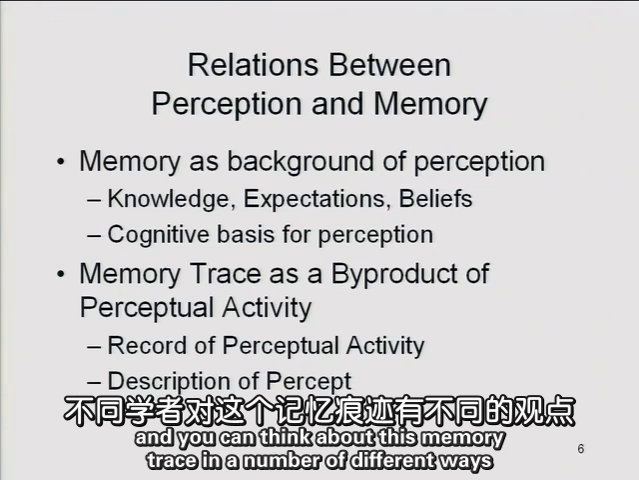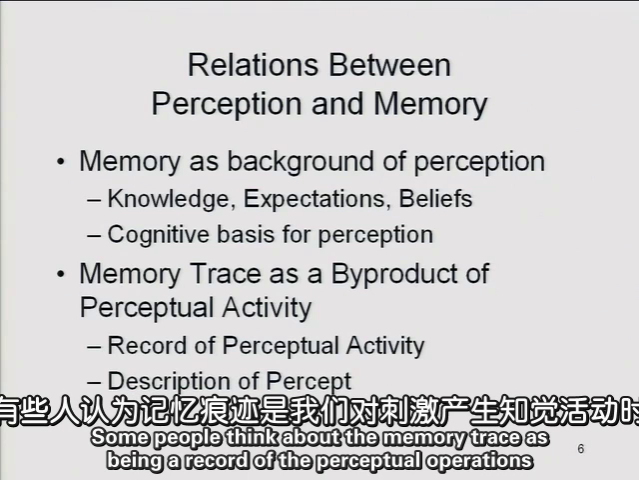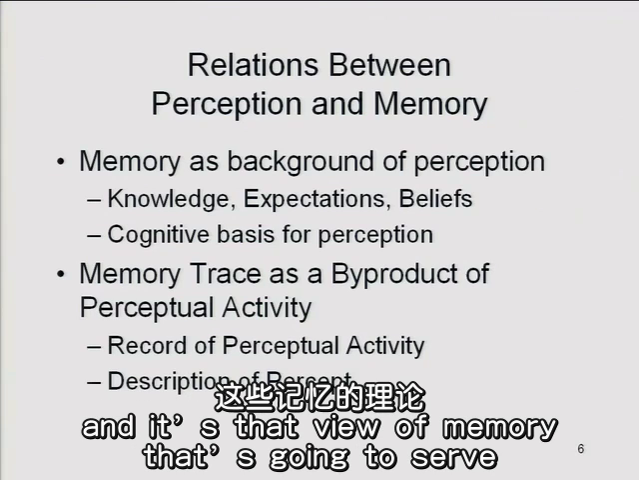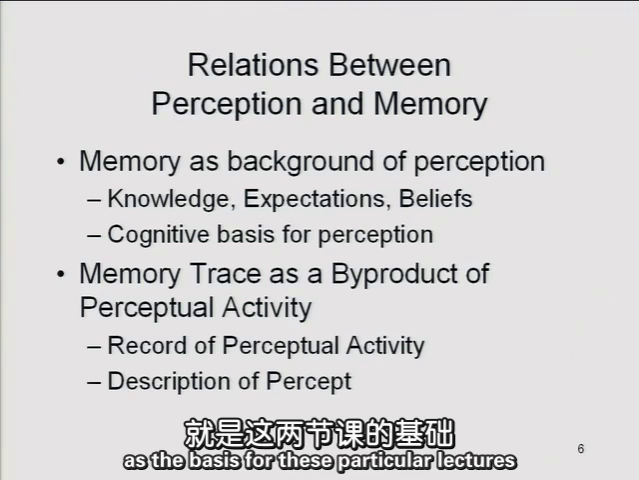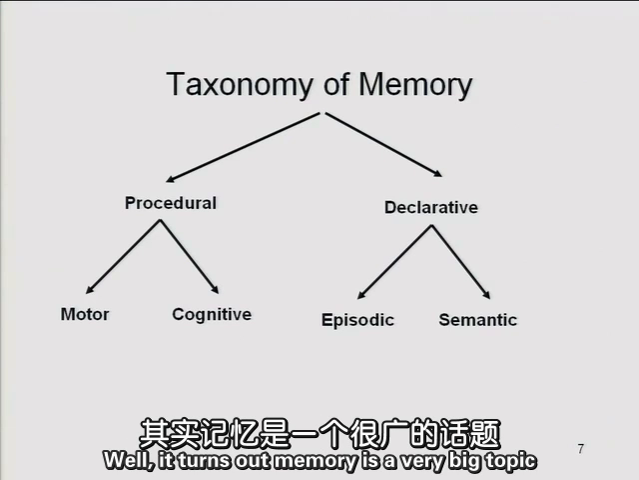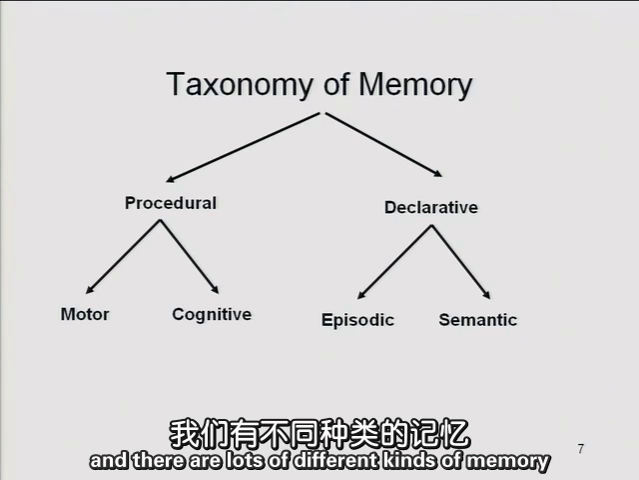And you can think about this memory trace in a number of different ways. Some people think about the memory trace as being a record of the perceptual operations that were performed on a stimulus. Other theorists think about the memory trace as a kind of description of the percept. And it's that view of memory that's going to serve as the basis for these particular lectures. Okay, so what do we mean by memory? Well, it turns out memory is a very big topic, and there are lots of different kinds of memory.